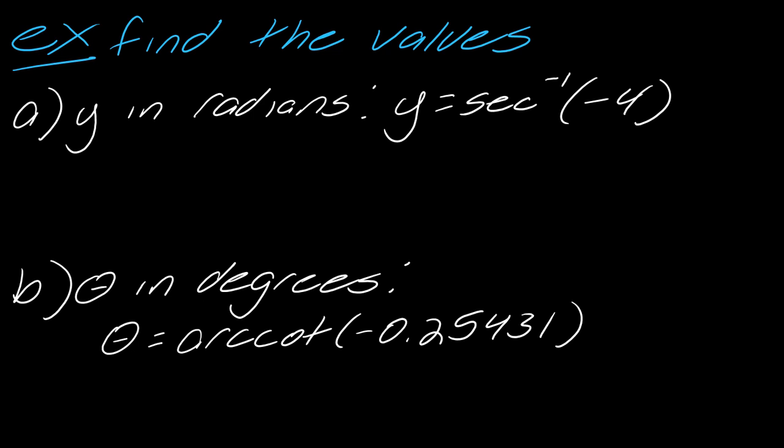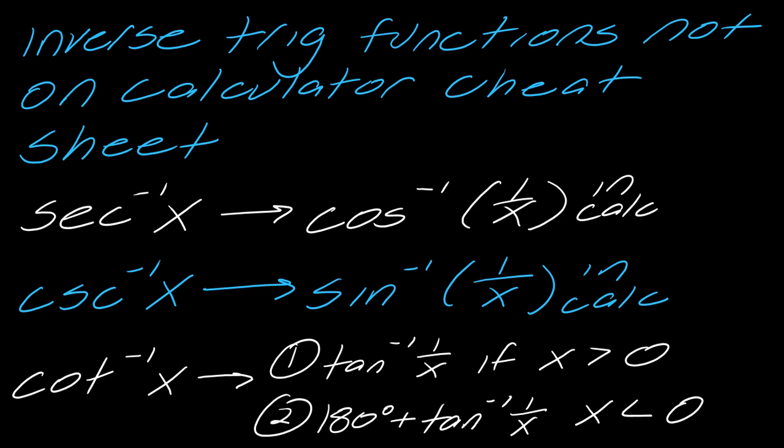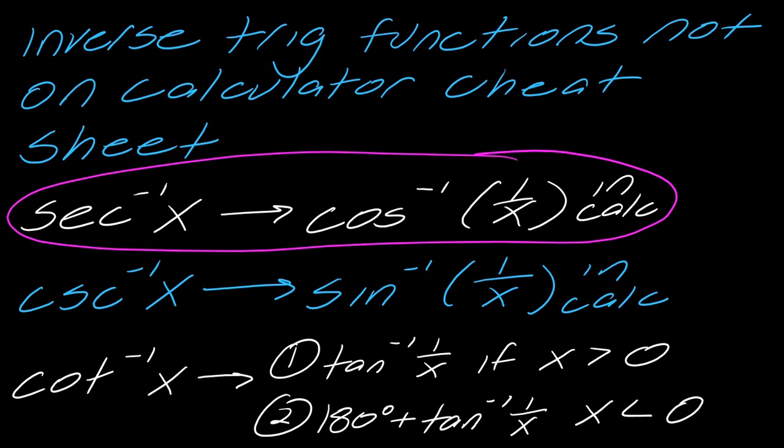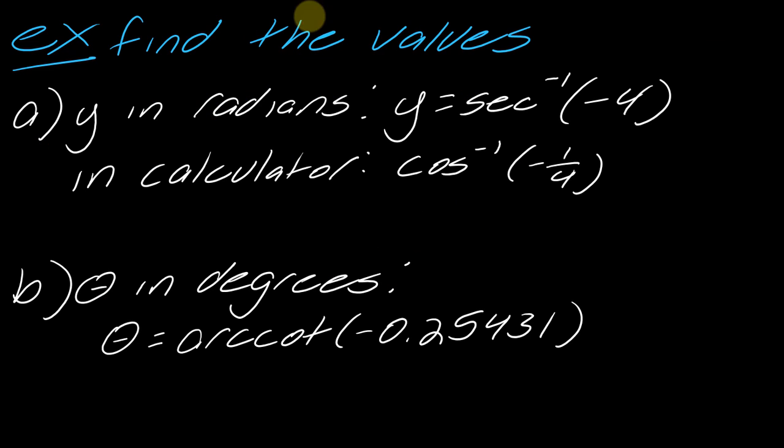So how do I do this? These are inverse trig functions. If I wanted to do inverse secant, I'm going to take inverse cosine of 1 over x. So in this case, I'm going to write in my calculator inverse cosine of negative 1 over 4. Remember, make sure your calculator is in radians. It's a lot to remember, and I think it's very easy to make a mistake with this, even though you're using a calculator. So this is what you would get in radians.